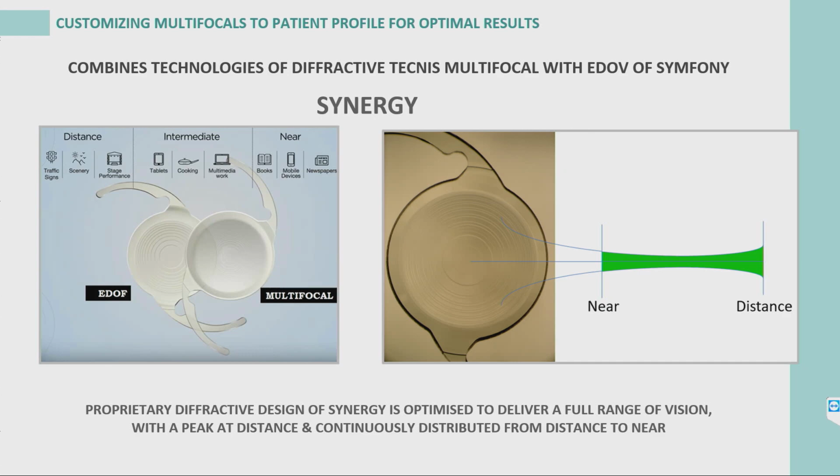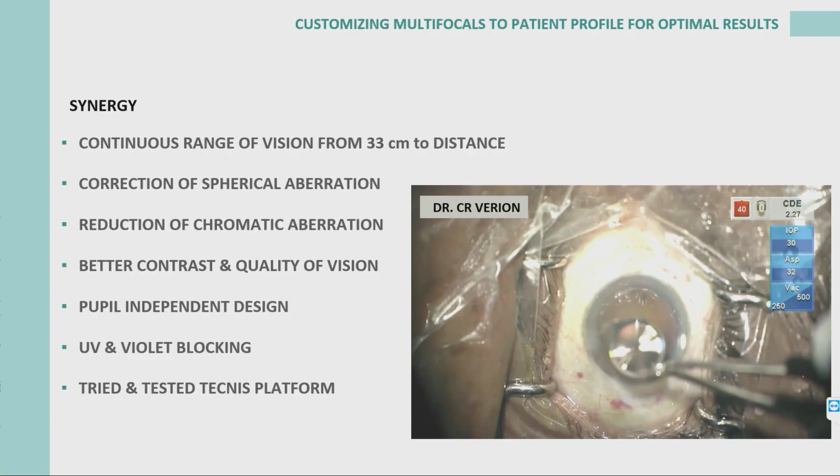The Symfony part took care of the distance and intermediate. The Synergy part took care of the near and intermediate, so that they managed to give that extended range of vision. Besides that, what it also promised was a correction of the spherical aberration, reduction of the chromatic aberration, and also violet blocking specifically was done, which took care that the scatter of the light was taken care of, and also all those visual disturbances were taken care of, but you kept the blue light so that you were able to maintain good contrast and also a circadian rhythm. So this was what the Synergy.